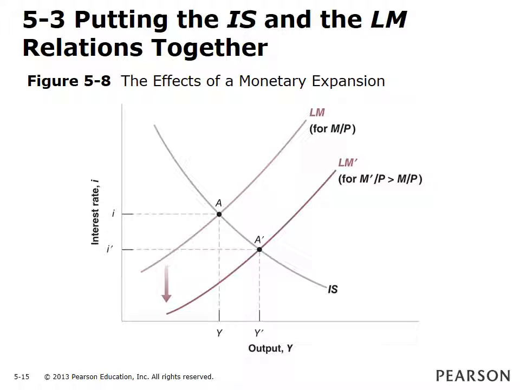Figure 5-8 shows the effect of monetary policy on equilibrium output and interest rate. Note 1: monetary policy does not affect the IS curve, only the LM curve. An increase in money supply, a monetary expansion, shifts the LM curve down. 2. New equilibrium output is higher while new equilibrium interest rate is lower. The economy moves along the IS curve from A to A prime. 3. An increase in money supply leads to a decrease in interest rate. A lower interest rate leads to an increase in investment and in turn an increase in demand and output.